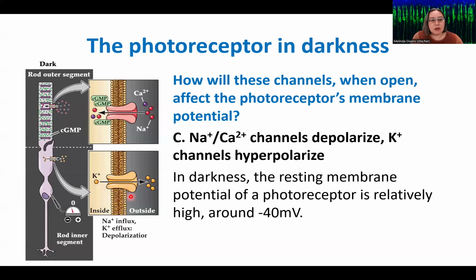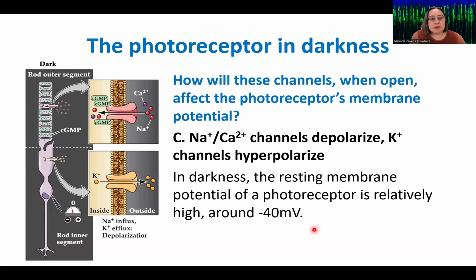And these oppose each other, right? So we know that in typical neurons that only have the potassium leak channels open at rest, the resting membrane potential is quite low, like negative 60-ish. But because in the dark these photoreceptors have this cation channel open, the resting membrane potential of a photoreceptor is higher than that. It's relatively high, around negative 40 millivolts.